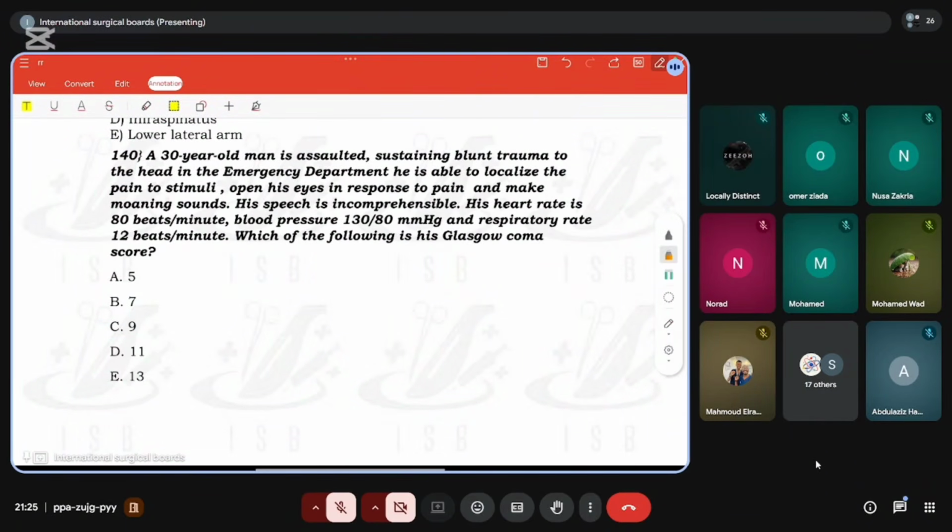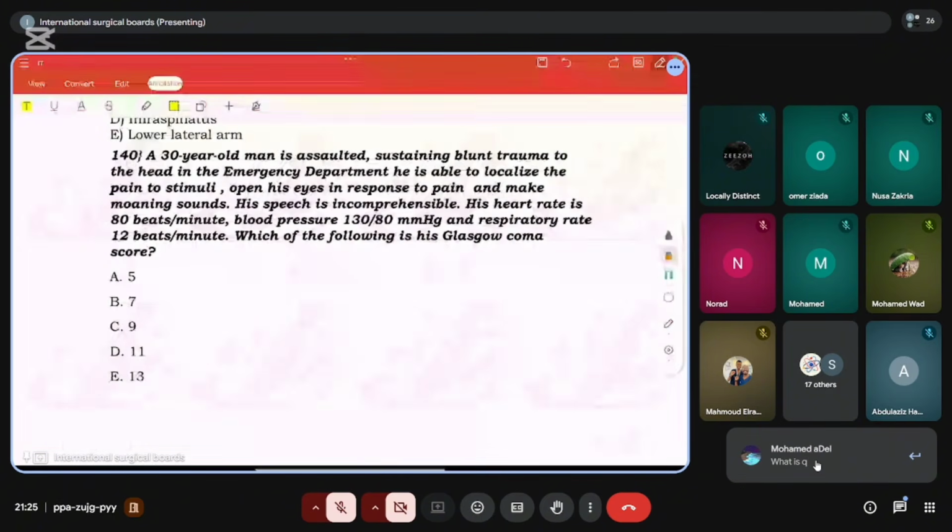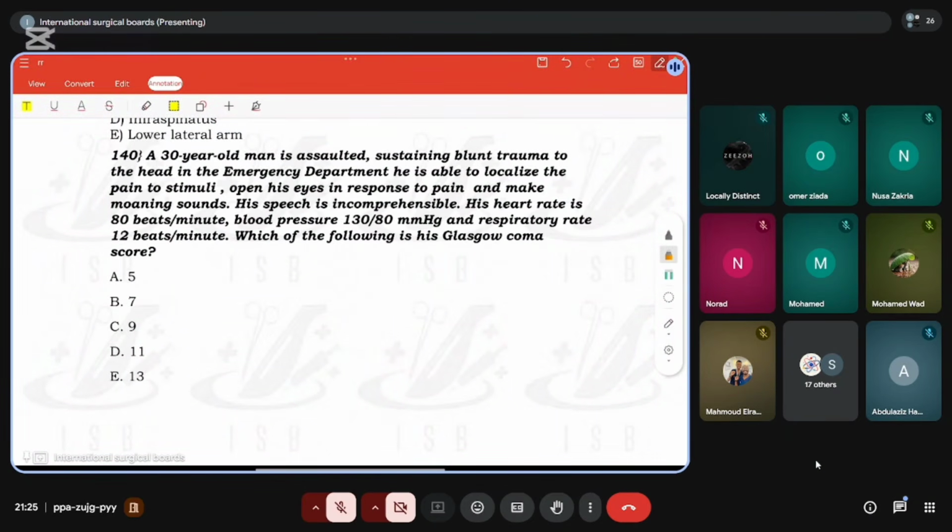So, Doctor, I saw earlier she said 11. Can you tell us why 11? The question, Dr. Muhammad, is that we don't have a problem with the eye and motor. We have a problem with the voice.